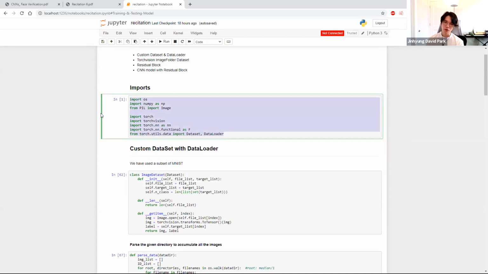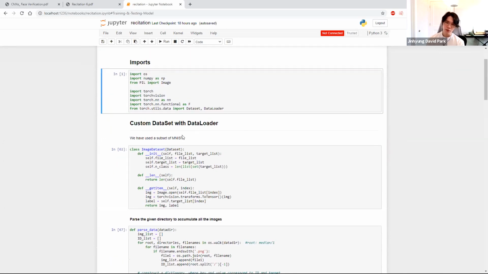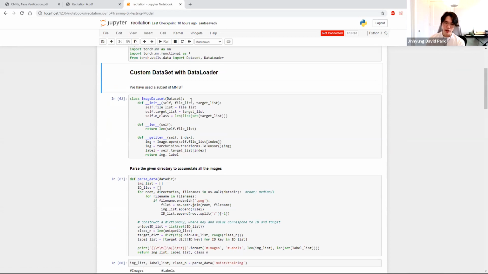We start with some normal imports here. In this recitation, I put together a subset of MNIST, because the original MNIST dataset is like 200 megabytes, which is kind of annoying to download. The main instructive purpose of using a custom dataset is to show how annoying it is and why you shouldn't do it if you don't have to. You can go through this code if you want, but it's mostly here for reference.